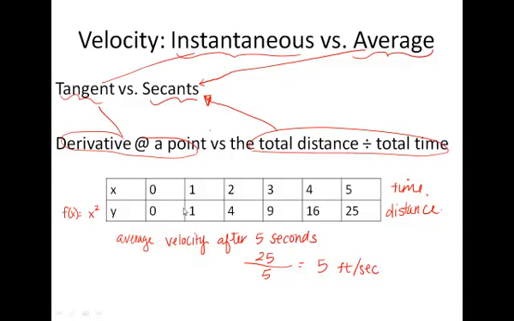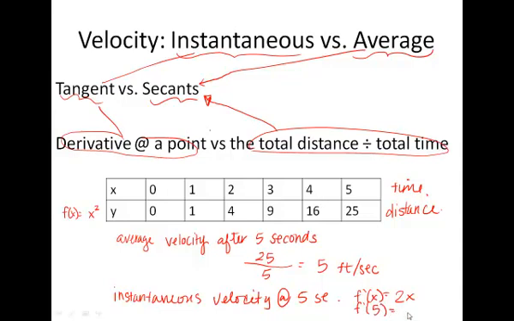Versus if I asked what was his instantaneous velocity at 5 seconds? This is where you would actually have to derive the function. You wouldn't just be able to look at the data, you would have to have your function there. F prime of x is equal to 2x, and so you plug in 5 seconds. He's going at a whopping 10 feet per second at that instant.